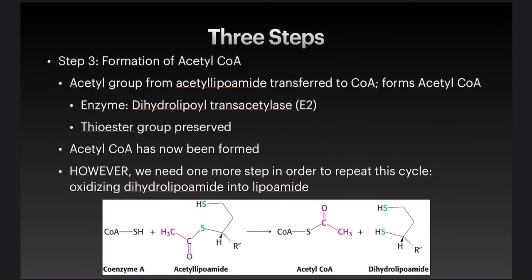Now in step 3, we're forming our acetyl-CoA. So the acetyl group from acetyl lipoamide is transferred to CoA, as we can see here. The enzyme for this reaction is dihydrolipoyl transacetylase, or what we'll be referring to as E2. And the thioester group is preserved, as we can see here. And now we can see our acetyl-CoA has been formed and is ready to enter the citric acid cycle. So that's the 3 steps of forming acetyl-CoA.